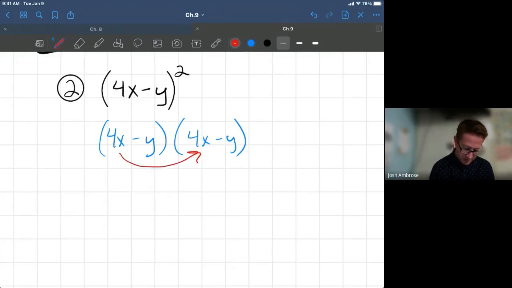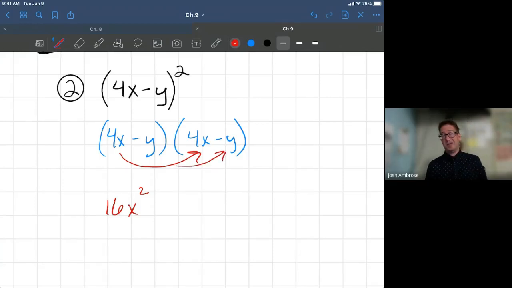4x times 4x will give me 16x squared. Don't forget, when you distribute, you're multiplying. So rules are a little bit different with the exponents. Then do a 4x times a negative y. We can't really combine anything here. So you're just going to have that negative go right there, 4xy. All right, now this one, a negative y times 4x, it's the same thing, negative 4xy.